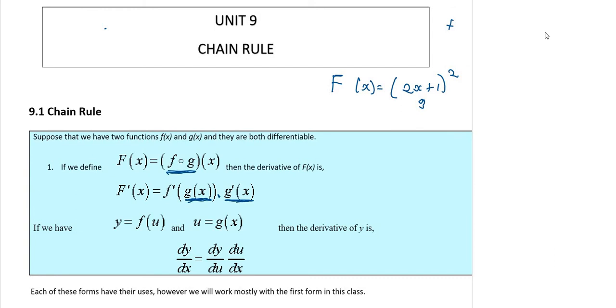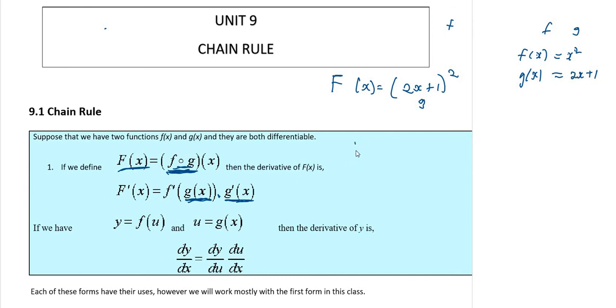So in other words, we had f and we had g. So most probably f was, say, x squared, and g was now this 2x plus 1. And then F is now f circle g. F is f circle g, meaning we put g into f. If we put g into f, we find this equation. Okay, so we clearly have a function inside another function.